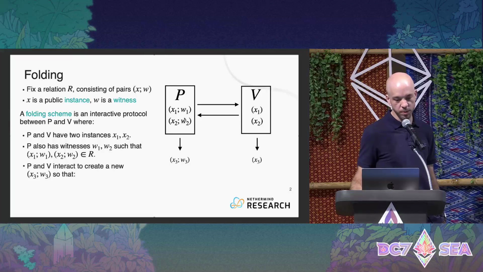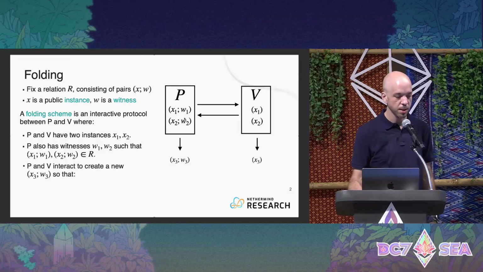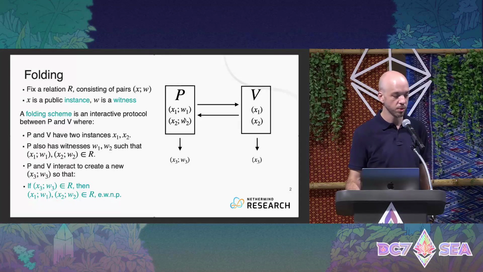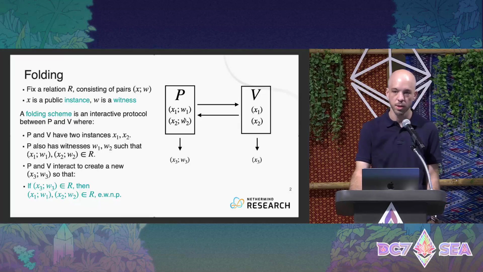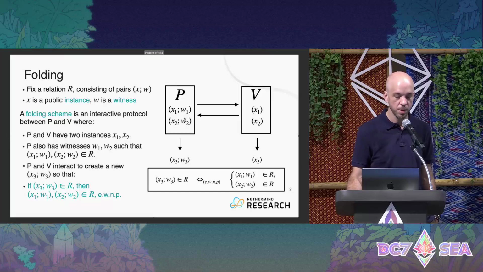Then the prover and the verifier interact, and at the end of this interaction, they output a new instance-witness pair, X3, W3, with this key property. If this output instance-witness pair is valid, so it is in the relation, then the original two instance-witness pairs are in the relation as well, except with negligible probability. So this is the key property of a folding scheme.